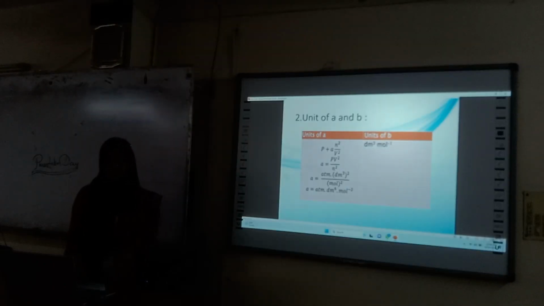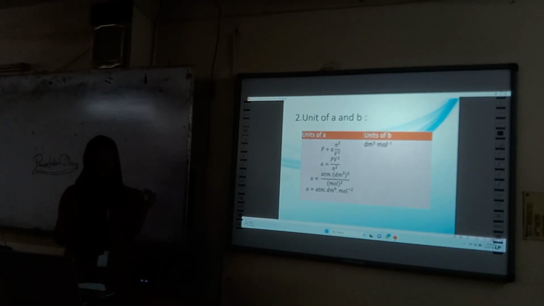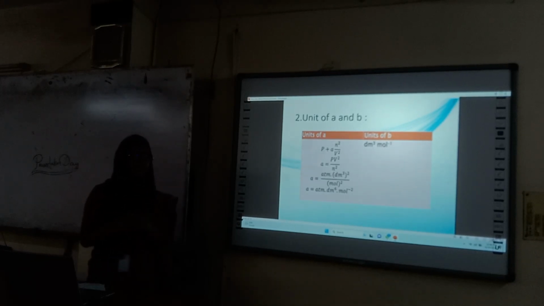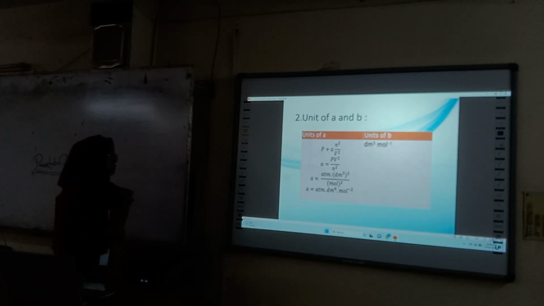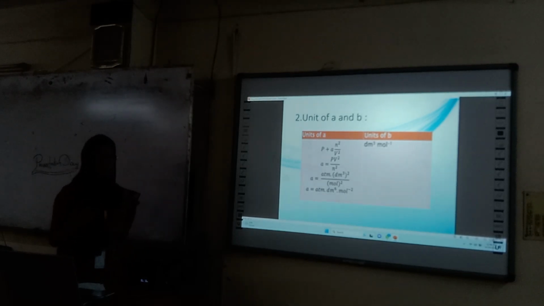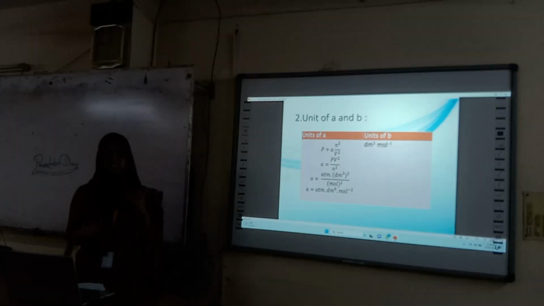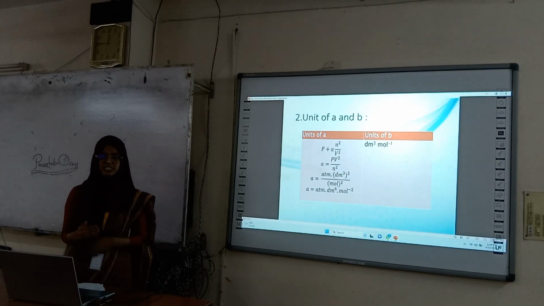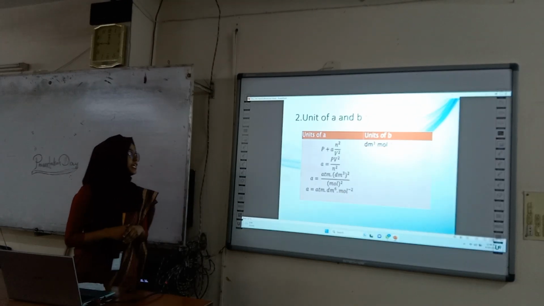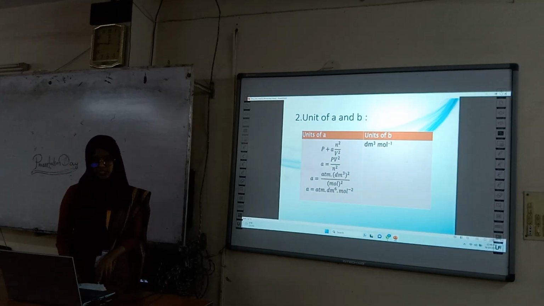Then the next content, we can see the slide, units of a and b in Van der Waals equations. The unit of a we can see from the Van der Waals equation, P plus a n square by V square. Here a equals PV square by n square, and the unit of a is atmosphere decimeter to the power 6 per mole square. The unit of b is decimeter cube per mole.